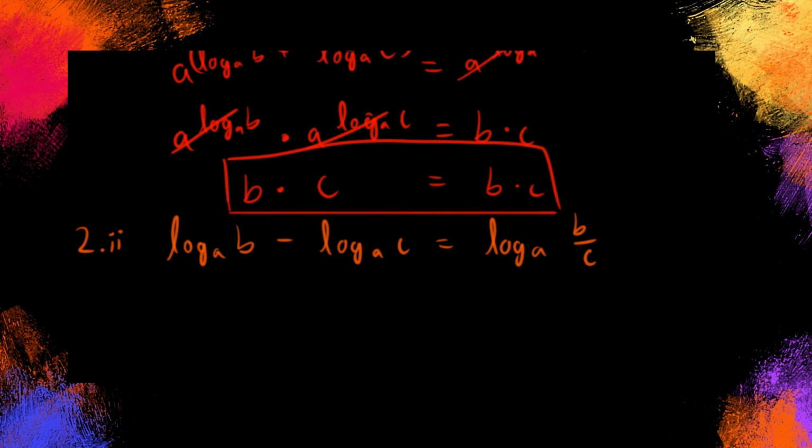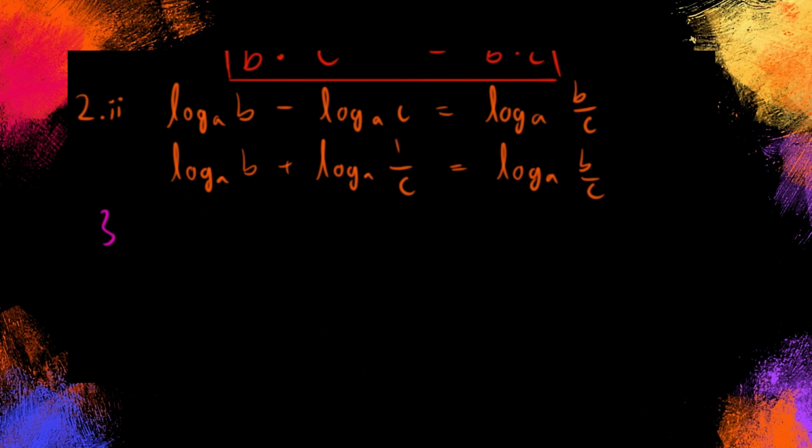So what I mean by that is this is very similar to the product rule, in that if we did log a of b plus log a of 1 over c, that would yield log a of b over c by the product rule. So putting this together, another part that follows from this, and let's call this rule 3, is what's known as the reciprocal rule, which is that negative log a of b is going to be equal to log a of 1 over b.